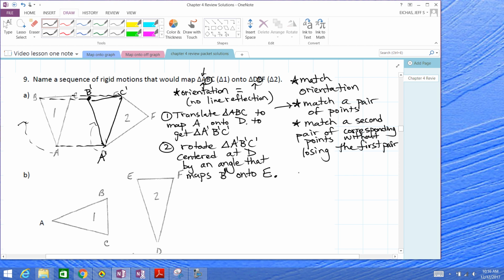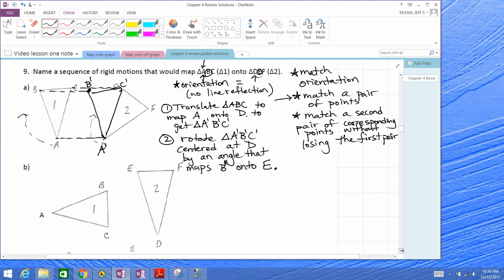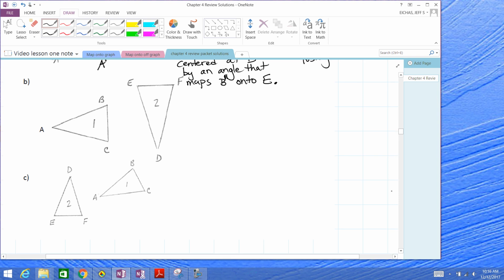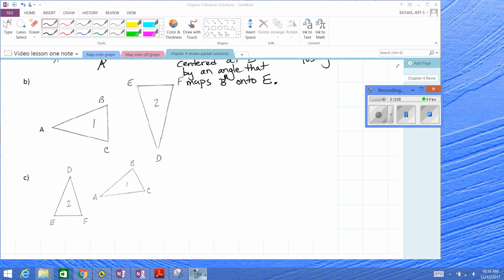Okay, and that's it. Once we have 2 points and orientation the same, it's over. We know for sure that we've accomplished our goal. Okay, so that's how we're going to do it. Translate, rotate when you don't have to line reflect. All right, for B, let's see how we're doing on time. That's enough for this video. I'll do another one on the next one.